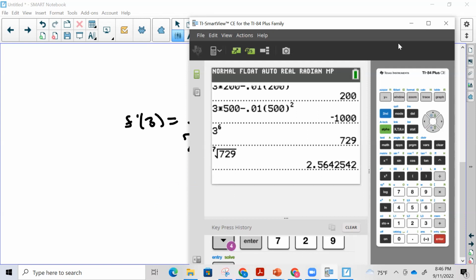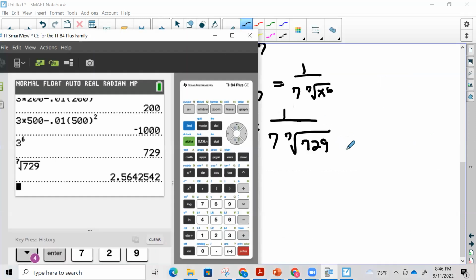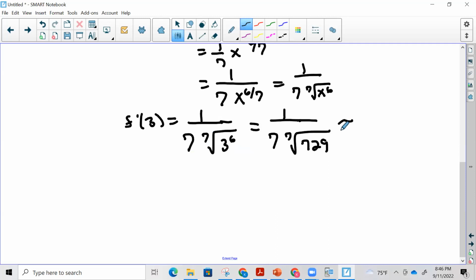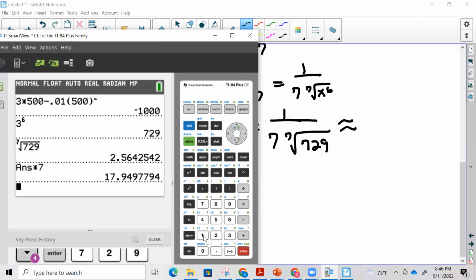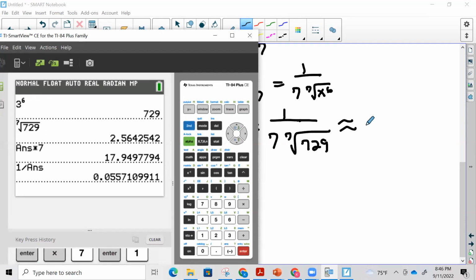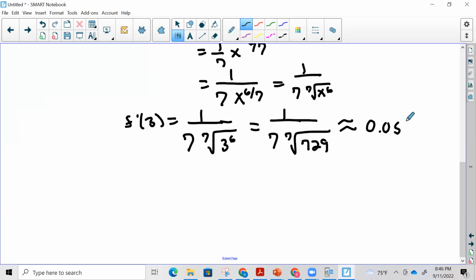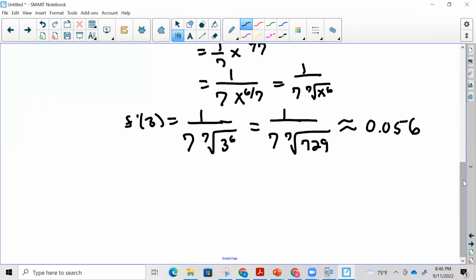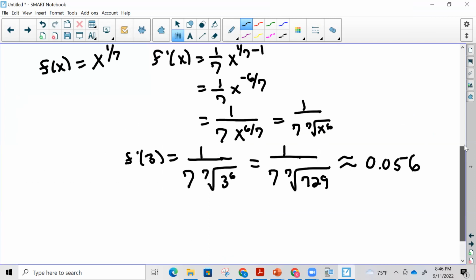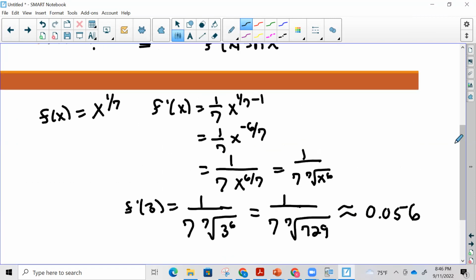This one gives me a decimal. So we might just leave it like that, or if they wanted an approximation and told you what to round to, then we would multiply that by 7 and then do 1 divided by that answer. Okay, but that's how we find the derivative at a specific point value.